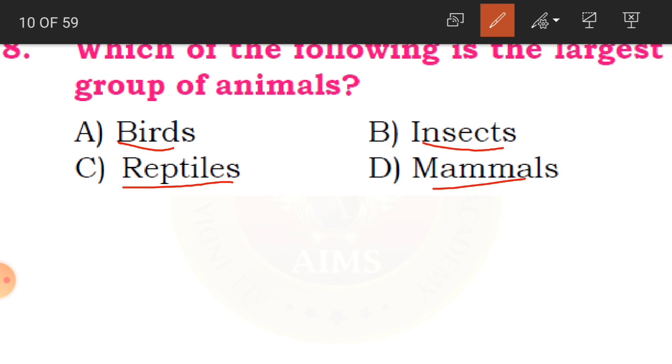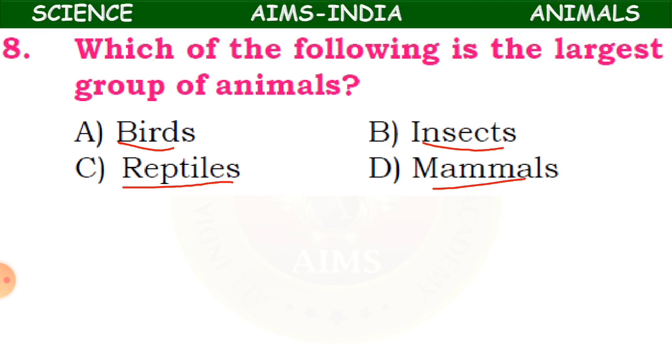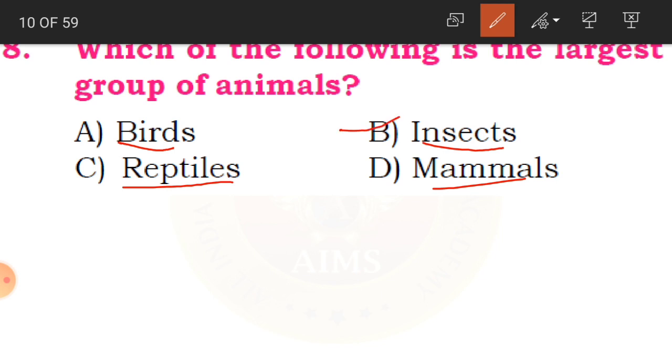So, what are they? Birds, like pigeon, sparrow, all that comes under birds. Insects, mosquitoes, flies, butterflies, all that come under insects. Reptiles. What are reptiles? Like lizards, snakes, all that are reptiles. Mammals, like animals and even us human beings, all come under mammals. So, from these four options, which has got the largest group? They are more in number. Option number B. So, B is the correct answer, insects. Insects are the largest group of animals.